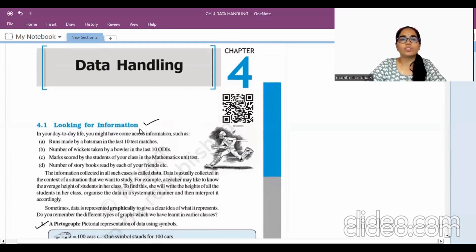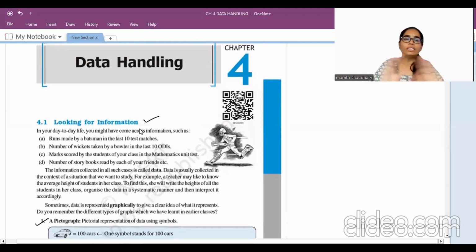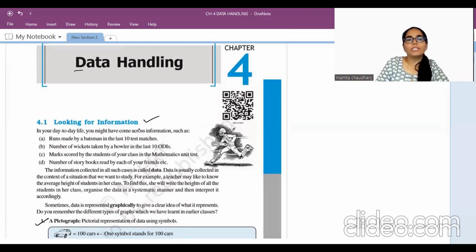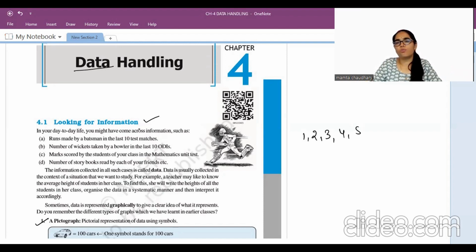Yes, children. So first of all, data handling. What is basically data? If I ask you about some numbers, like if I'm writing 1, 2, 3, 4, 5, 3, 7, 9. What are these? Can you tell me? No. You cannot tell me what these are. Why? Because these are not providing any information. It means this is not basically data.